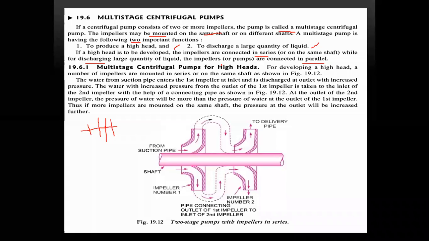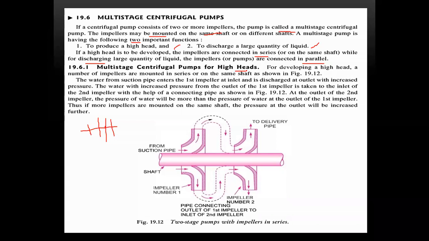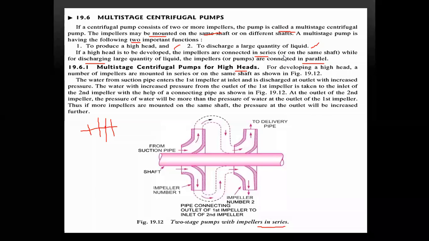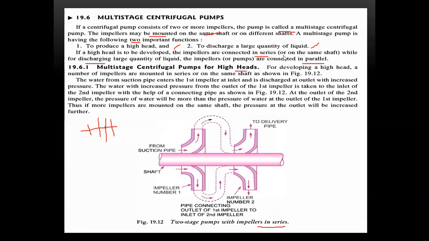Now taking the multi-stage pumps for high head, the impellers are arranged in series. Got it? The impellers are arranged in series. Simple thing. High head కావాలన్నప్పుడు to produce high head, the impellers are arranged on the shaft in series. If you require a large discharge, a large quantity, then the impellers are arranged in parallel, right?